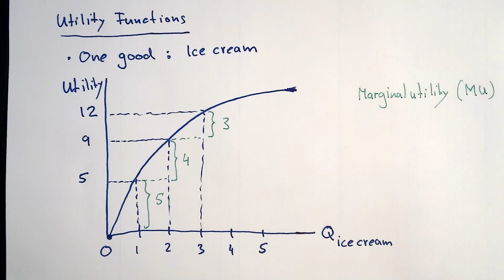That the satisfaction you get, or the increase in satisfaction you get, is highest for the first bite, okay? Think about if you're very hungry or if you're very thirsty, then the first bite feels best. And then say, going from the fourth to the fifth bite, you actually get, of course, an increase in utility, but it is much smaller than from the first bite.